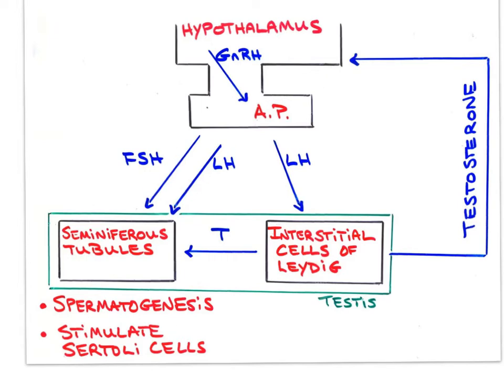FSH and LH target the seminiferous tubules directly to stimulate spermatogenesis and target nutritive cells known as Sertoli cells. LH also targets a cluster of cells within the testes known as the interstitial cells of Leydig. The interstitial cells of Leydig manufacture testosterone, and testosterone stimulates spermatogenesis. Testosterone also feeds back to the hypothalamus to slow the release of FSH and LH. This is negative feedback control.